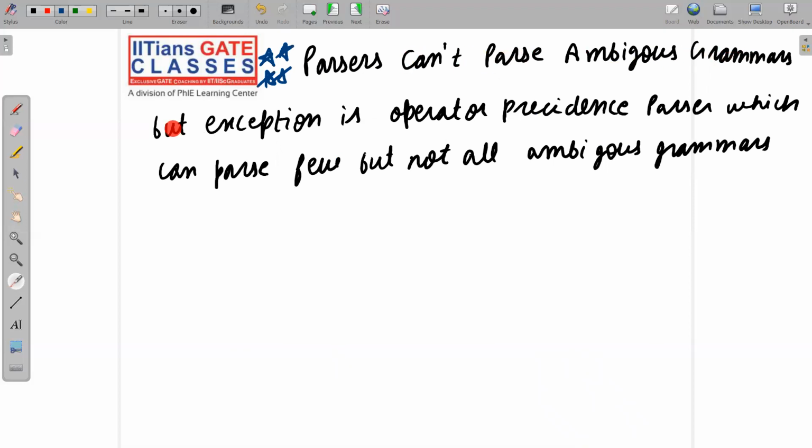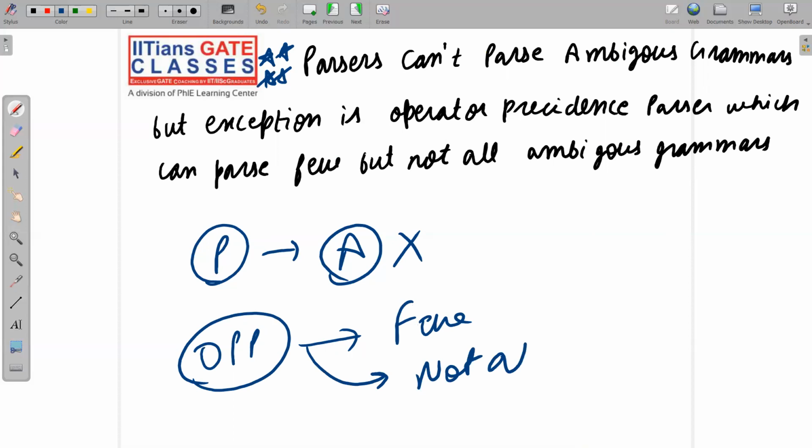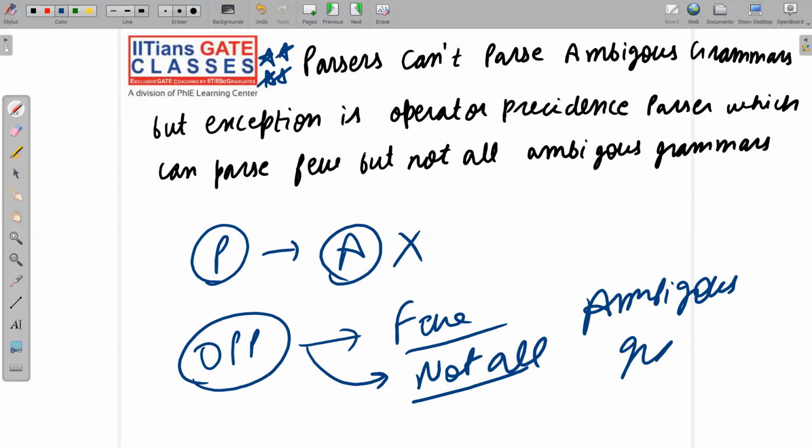Okay, but we have only one exception, that is operator precedence parser, which can parse few but not all ambiguous grammars. This is very important. Okay, so once again I am reading this out for you. Parser cannot parse ambiguous grammars. Okay, so if we have any parser, then it cannot parse ambiguous grammars, but only one exception, that is operator precedence parser, which can parse few but not all ambiguous grammars. Okay, you have to learn this point by heart.